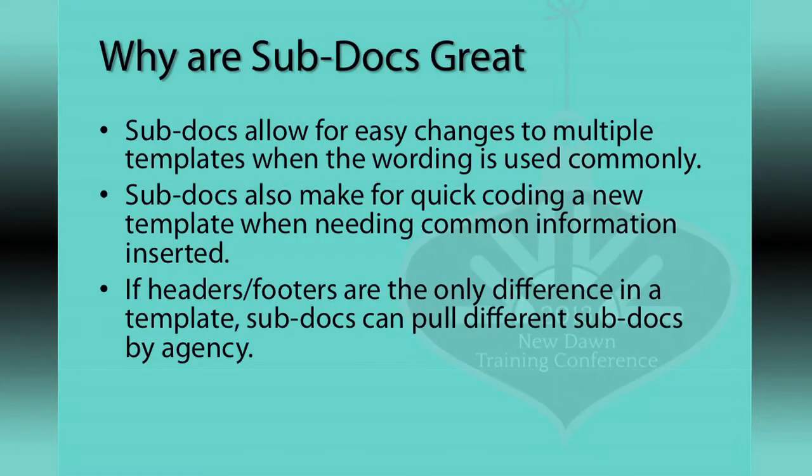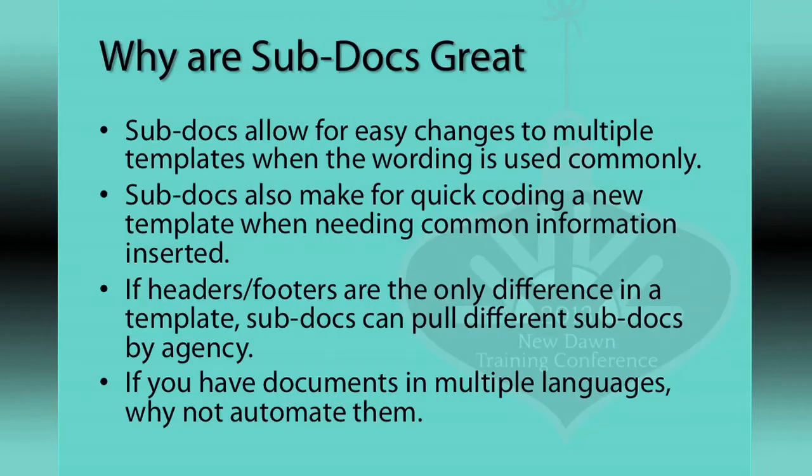Headers and footers, as I said, are the main one. And then you can pull those sub-documents by the agency. For example, all of my agencies use the same motion to continue. The headers and the footers change based upon the agency, but the core of the motion to continue is just the same. And so it really made it easy as far as drop-down control. And then the last, if you have documents in multiple languages, you can avoid those drop-down lists.